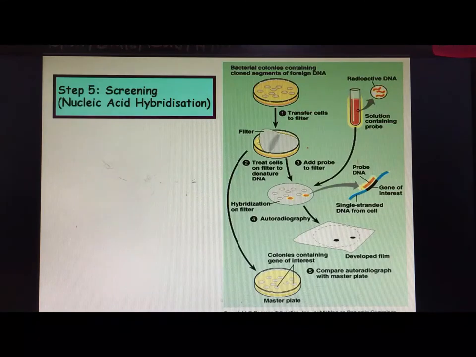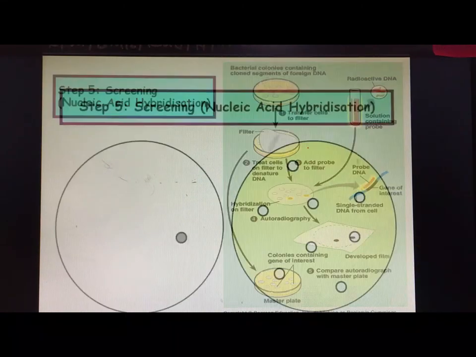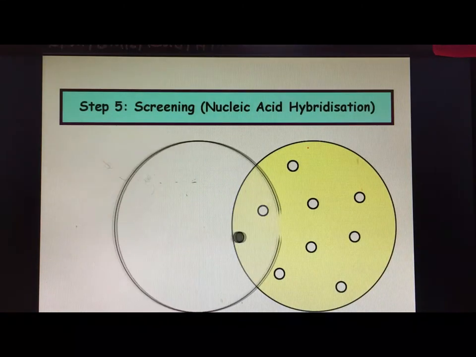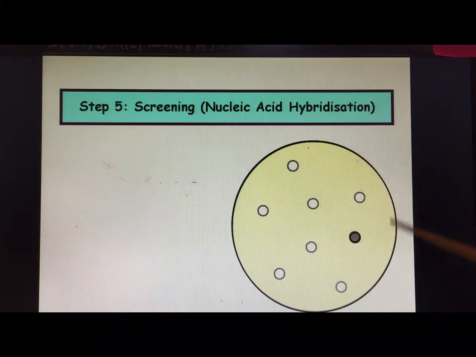The last screening is nucleic acid hybridization, which will not be discussed here, but a brief explanation is that it will develop a film. Once you develop the film, you go back to the original colonies and trace it back. So we know that this colony actually contains the correct recombinant DNA. So there go the 5 steps of gene cloning.